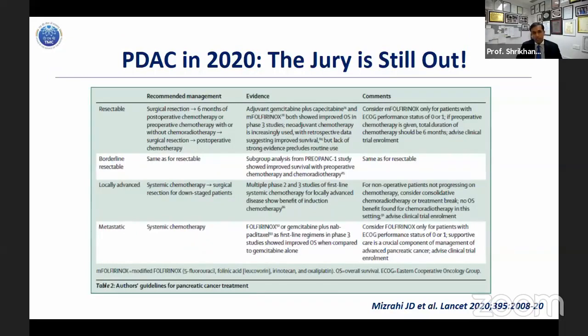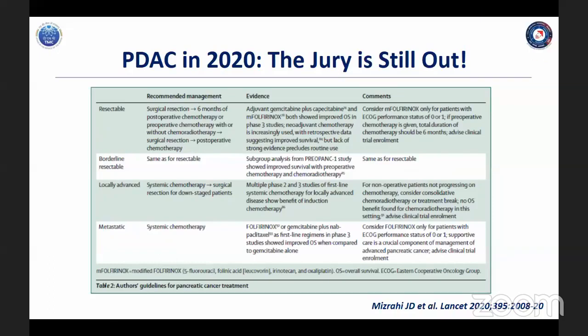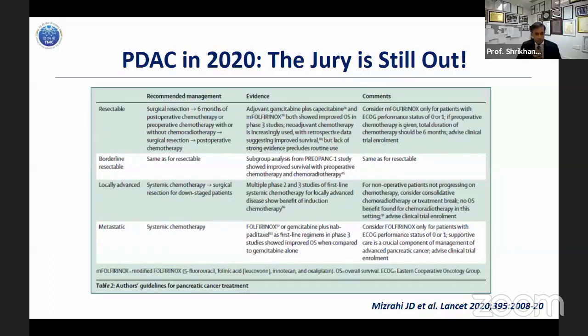This is towards the end now. So what would I do for pancreatic ductal cancer in 2021? For resectable disease, surgical resection, 6 months of post-op chemo, or pre-op chemo with or without chemo-rad, followed by surgical resection and post-operative chemo. I think we would do the second part in cases where the ABC is bothering us. Otherwise, the vast majority of upfront resectable would be resected first.